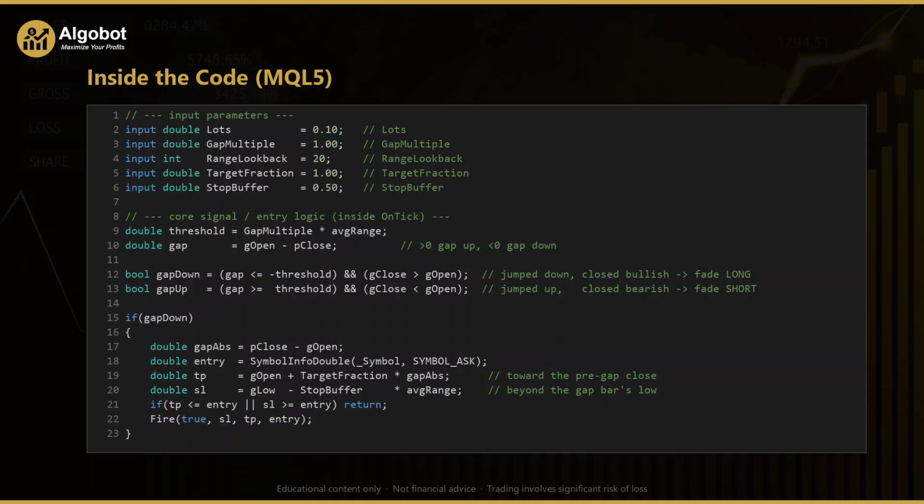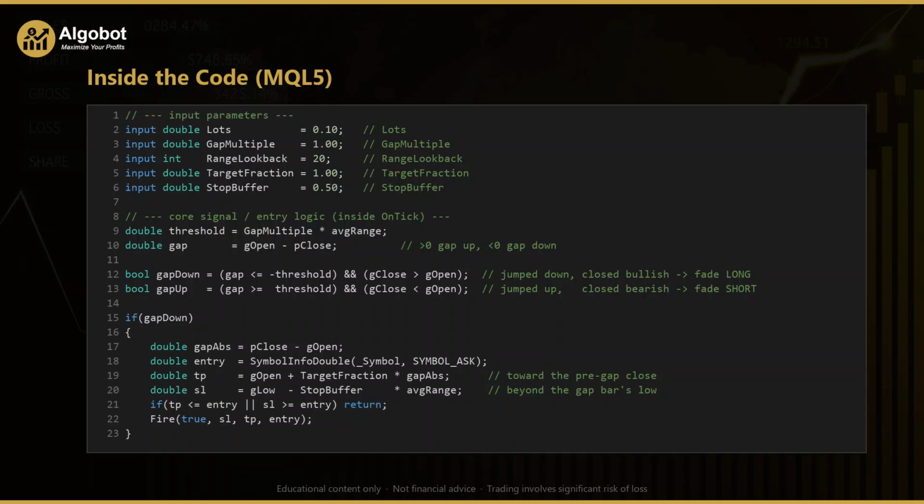At the top are the input parameters you can adjust in the strategy settings. Lot sets the trade size. GapMultiple controls how large a gap must be before it counts, measured against recent volatility, so raising it demands bigger jumps. RangeLookback decides how many bars are averaged to build that volatility yardstick.